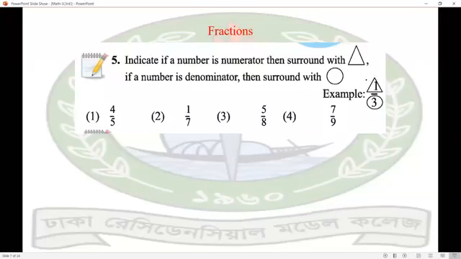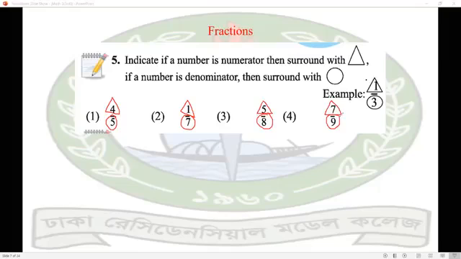You have to identify it. So we can choose numerator and denominator by indicating the triangle and circle. 4 is a numerator, so we write a triangle. 1 is a numerator, so we write a triangle. 5 is a numerator, so it will be under the triangle, and this is also a triangle. And 5 is a denominator, so this is under a circle. 7 is a denominator, so this is under a circle. 8 is also a denominator, and 9 is also a denominator. In this way, we can identify the denominator and numerator in a fraction.